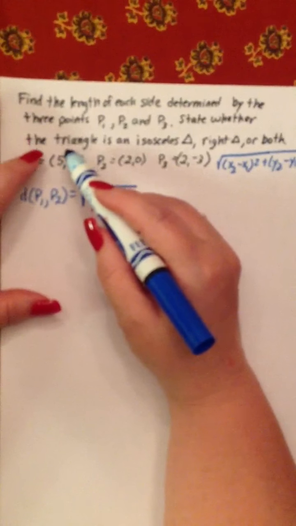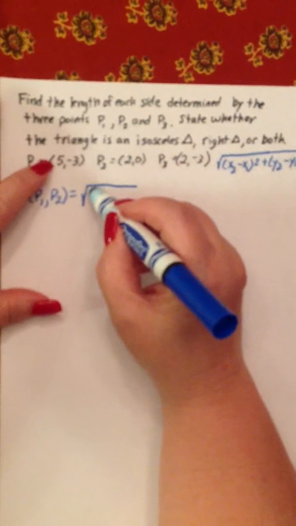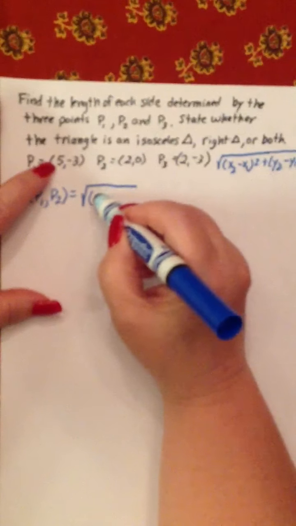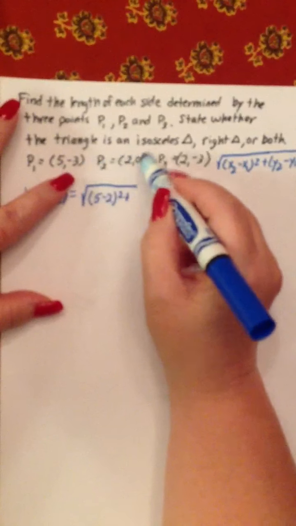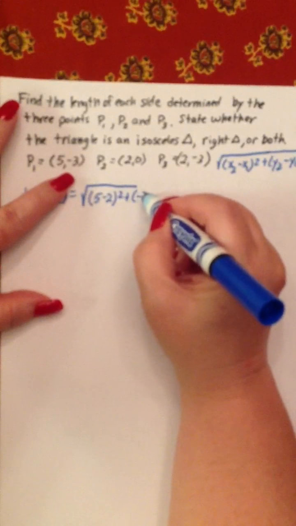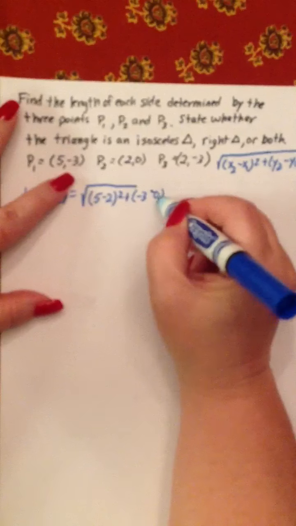So the distance between point 1 and point 2, well, I'll go ahead and say the differences in the x's, so 5 minus 2 squared plus the differences in the y's, which would be negative 3 minus 0 squared.